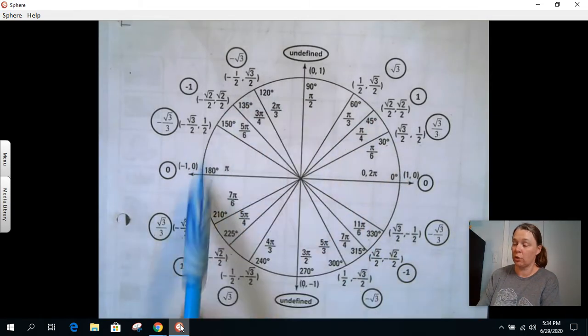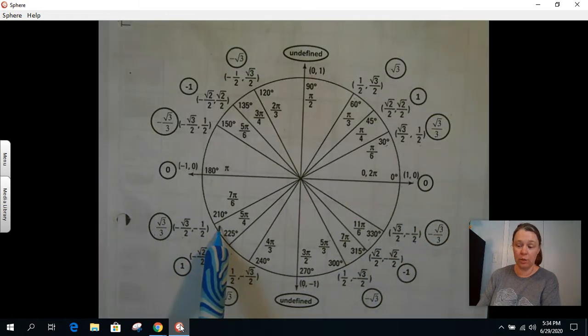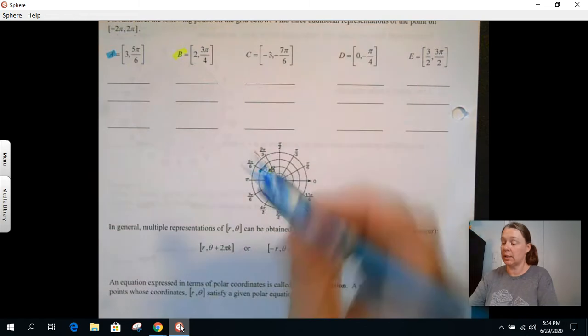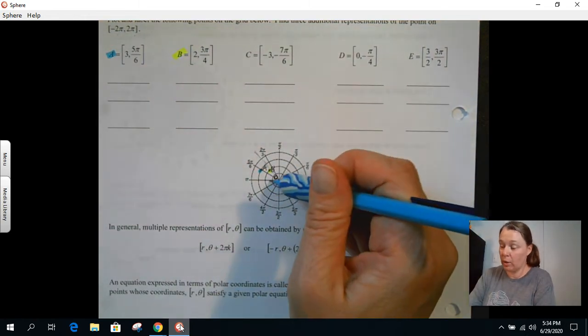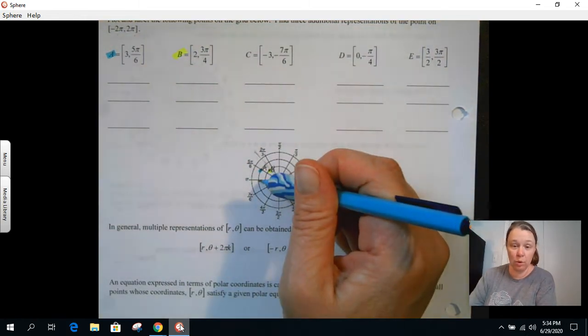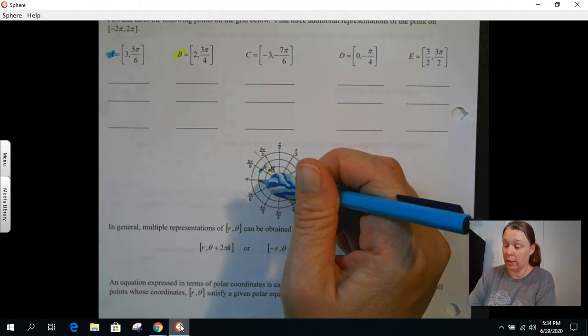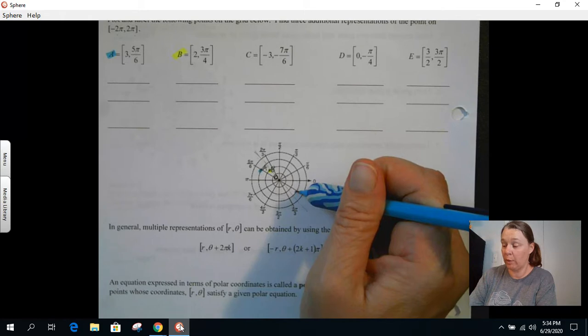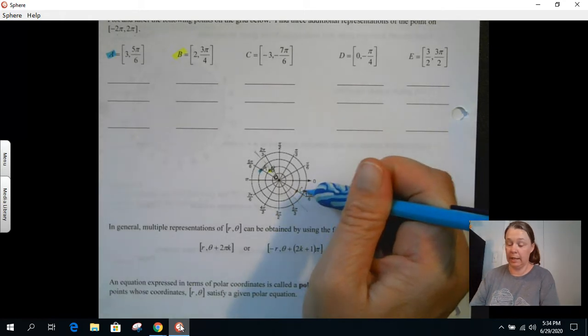So I went half the circle and then I went one more space, right? I want another sixth. So if it's negative 7 pi over 6, then what that means is, I go to the left 3, and then I have to rotate clockwise 7 pi over 6, which is the half circle, and then another sixth. So that would put me right here for my C.